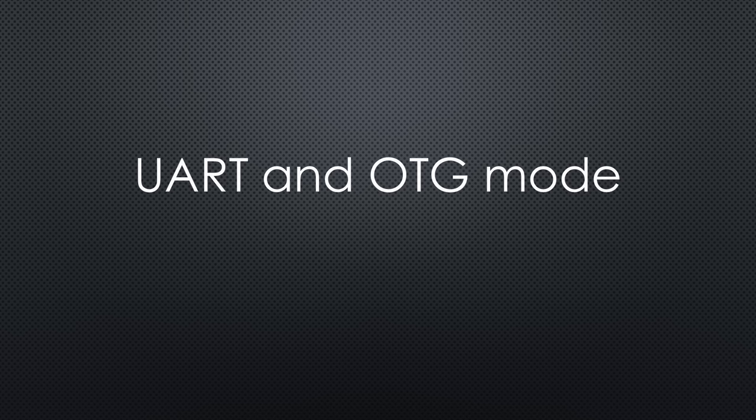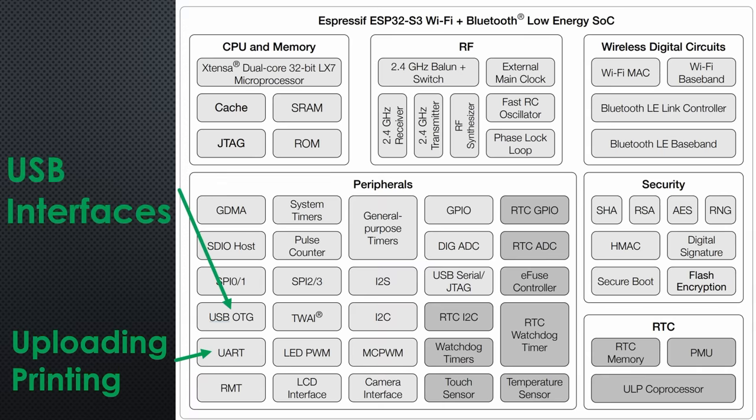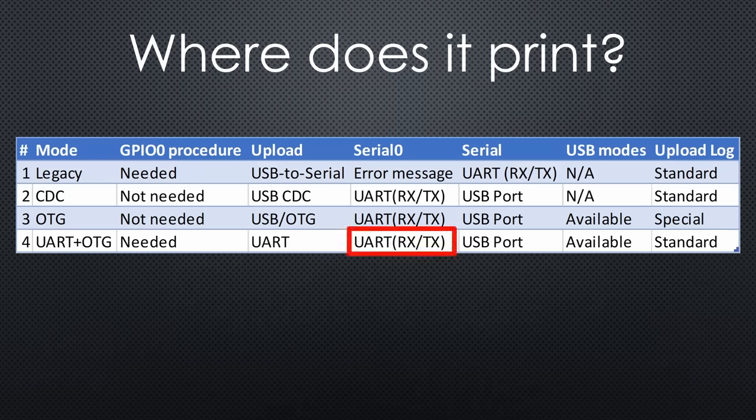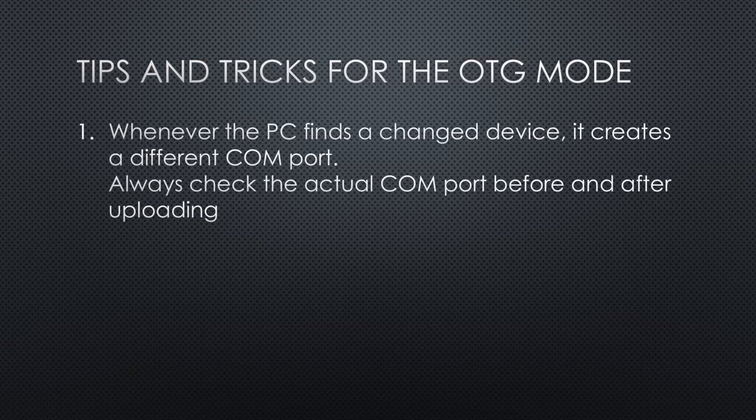Last but not least, we can enable the UART and the OTG USB controllers. Then we can use the RXTX pins for uploading and printing and the OTG controller for all other scenarios. Printing to serial 0 goes to RXTX and serial print goes to the USB COM port. Here are a few tips for working with the OTG mode. First, I would like to return to a remark made before.